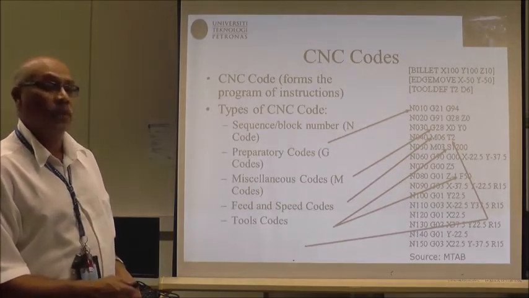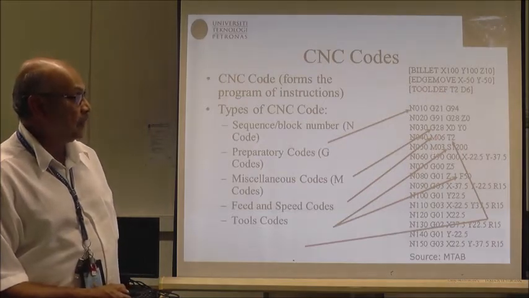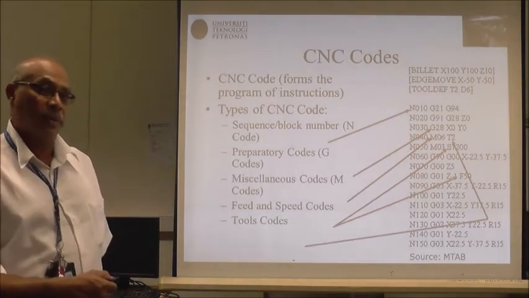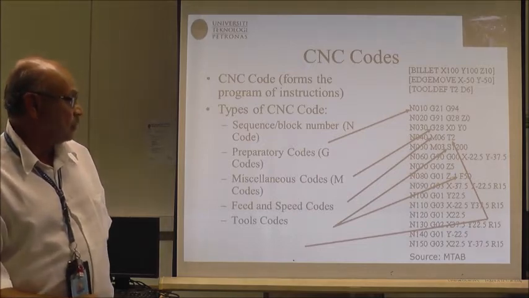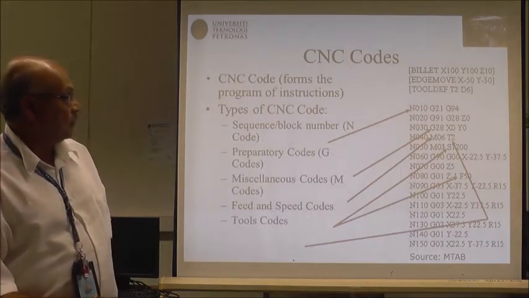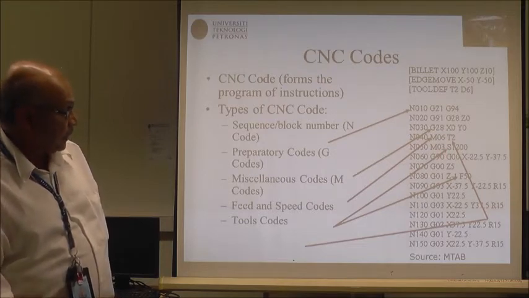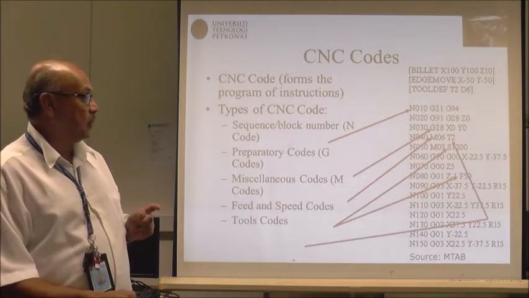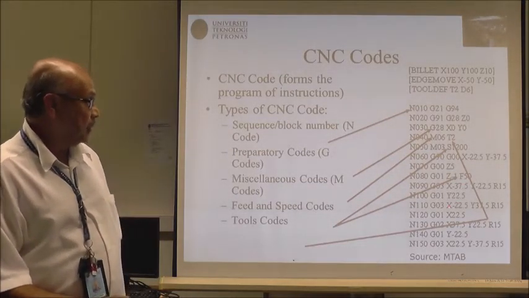Also, there's an M code. If you see here, there's an M06, M07. So what are the meanings of the M codes? I will also explain in the next slide. Other than the G codes and M codes, there's also feed and speed. For the feed rate, for example, here F50 means the feed rate is 50 mm per second. So in 1 second, it will move 50 mm. So that is feed rate.